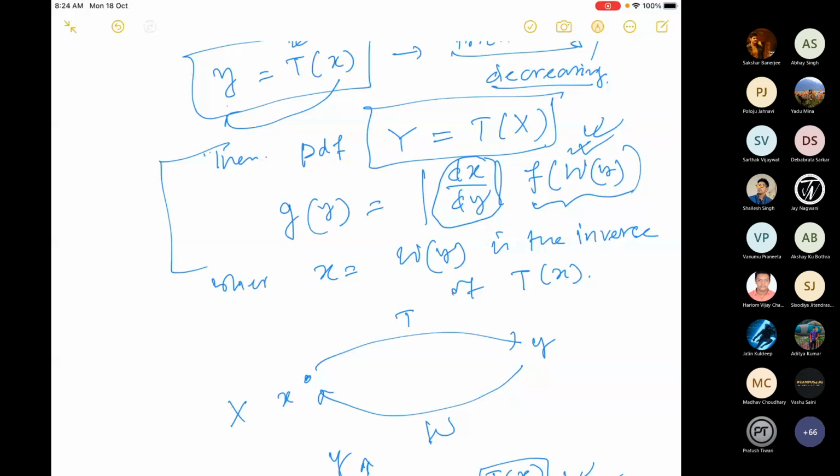In fact, I asked this question to you: somewhere in between I used an equality, and then I asked you why this equality is valid. Some of you gave the answer that since it is decreasing or increasing, it is required in the proof. So this theorem is not valid if t is not increasing or decreasing.